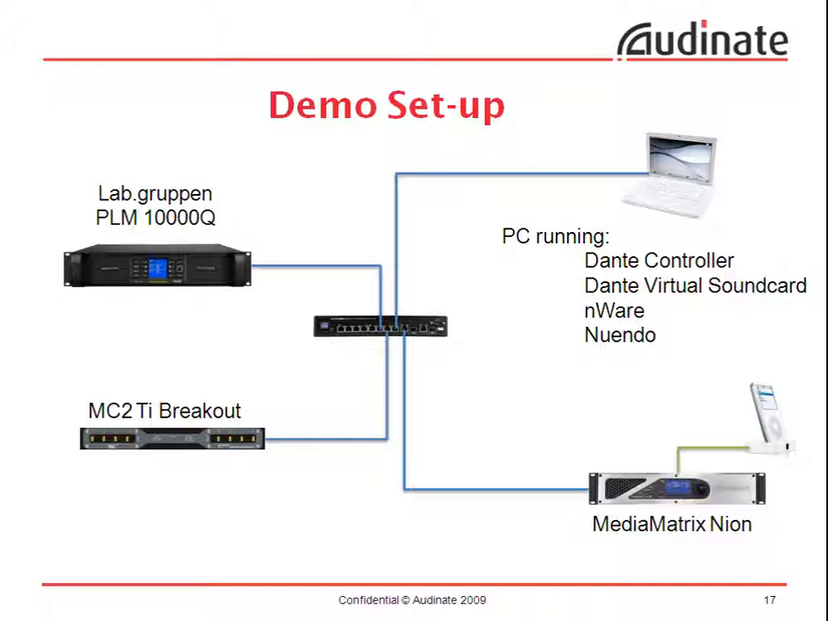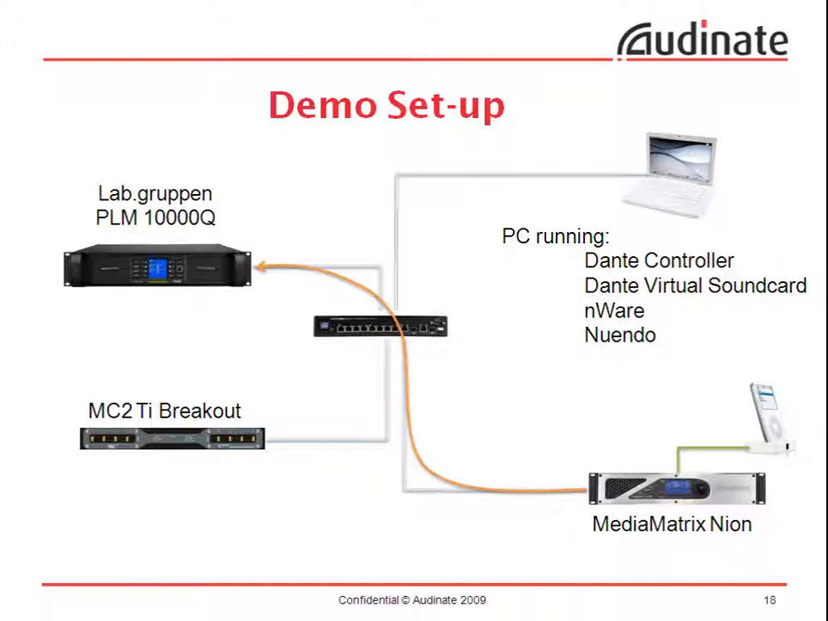We're running Dante Virtual Sound Card to demonstrate that product and also bringing audio into the PC. We'll bring that into Nuendo on that PC and route back out onto the network, as well as running Enware so that we can control the Media Matrix Neon and demonstrate how Dante is integrated into that particular tool. Now this network is a gigabit network and we're using a Linksys switch in this example.